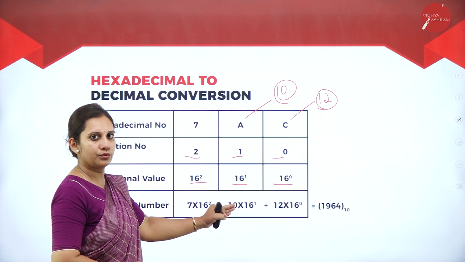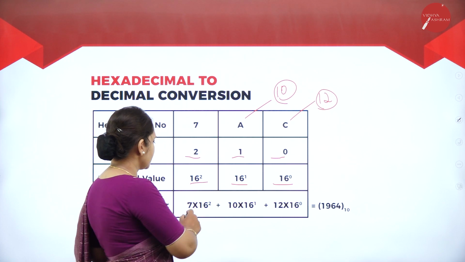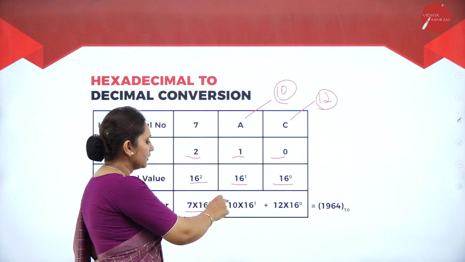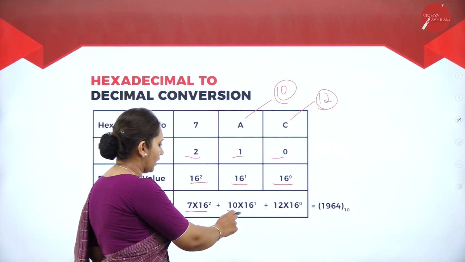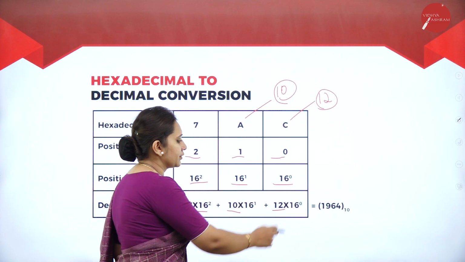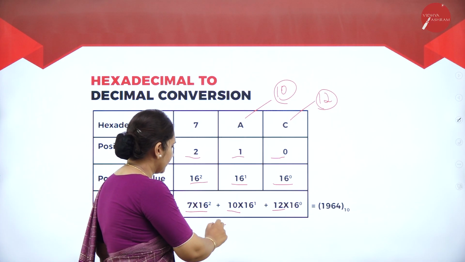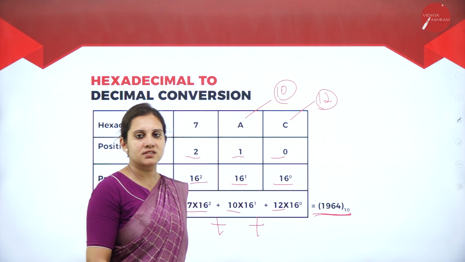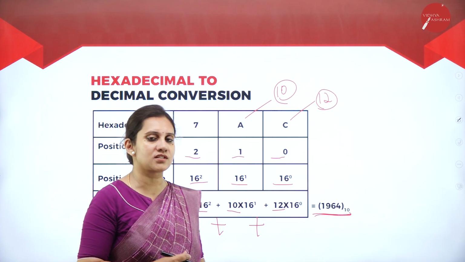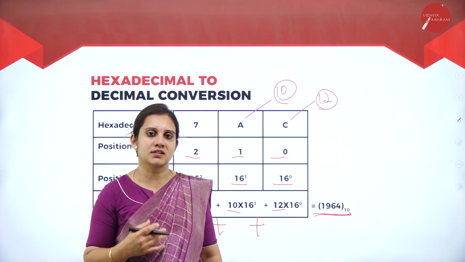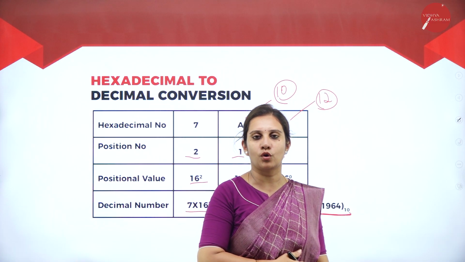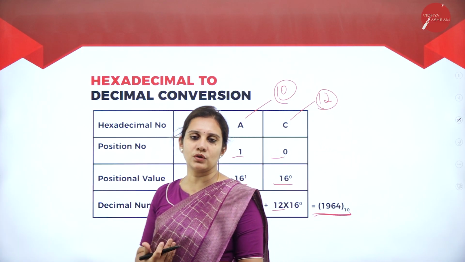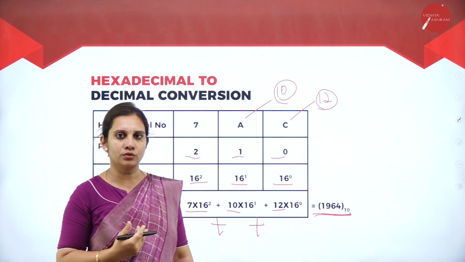Here you need to again expand it. 7 into 16 to the power of 2 is fine. I can't write A. The value of A represents 10. I'll write again 12 into 16 to the power of 0, and again I will add everything and I'll get the answer. What is it? 1964 is the answer. That is the decimal equivalent form I'll get. So this is a very simple and the easiest conversion method we need to follow.